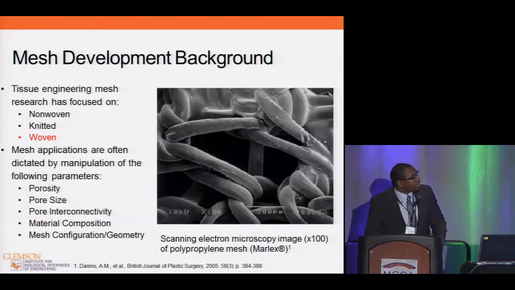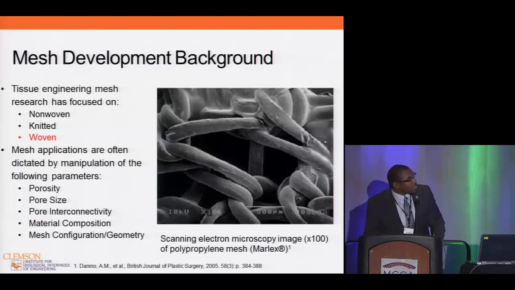I think a lot of us are aware of the work that's been going on with non-woven meshes, particularly with the electrospinning processing methods associated with those, and also with the knitted meshes such as the polypropylene Marlex mesh that you see there on the right.